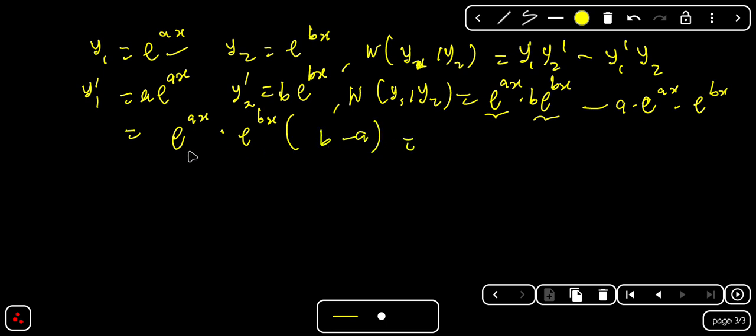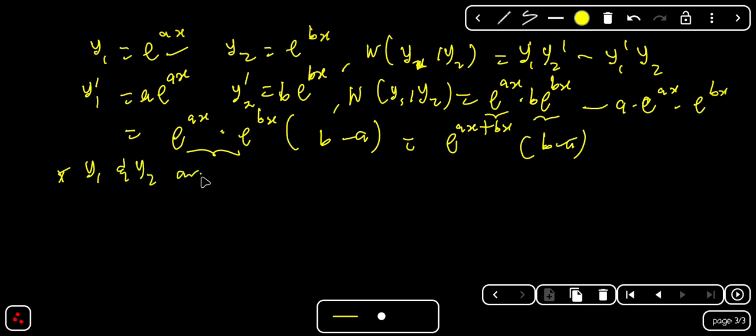So we can also apply the law of indices right here. So we apply the law of indices, and we have e raised to the power of a plus b times x, then into b minus a. Now we can see that this is not equal to 0. Since this is not equal to 0, that shows that these functions are linearly independent. So for the first question, y1 and y2 are linearly independent.